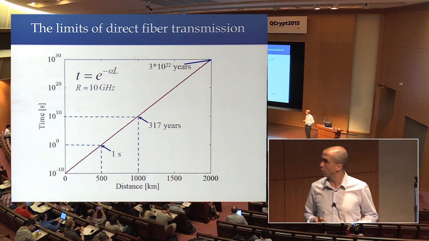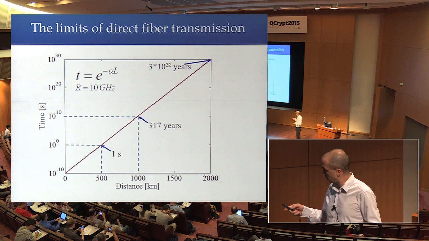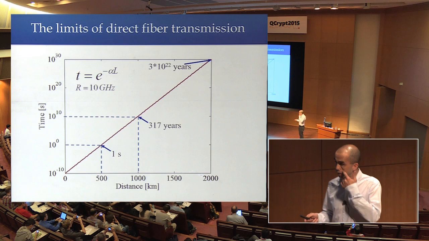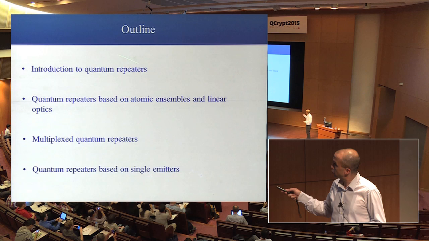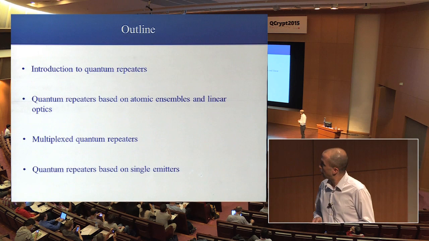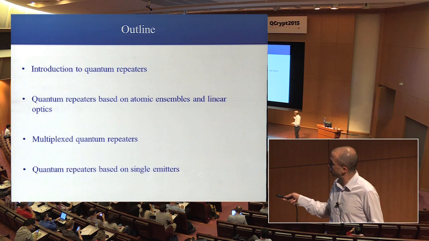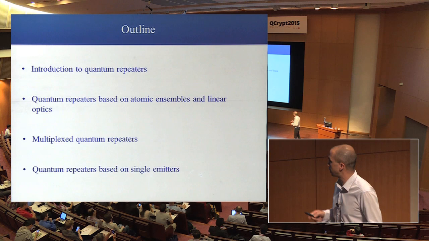So there are actually several ways that we can go around this. One is to just forget about fiber transmission and go to distribute quantum information in free space with satellites. I will not speak about this here. The other one is to use quantum repeaters. So this is basically the outline of my talk. I will have an introduction to quantum repeaters. And then I will focus basically on a type of quantum repeater which is based on atomic ensemble and linear optics. And I will spend some time also to explain how we can multiplex this kind of quantum repeaters. And then finally, I will also speak a little bit about how we can build quantum repeaters with single atoms, single emitters, and see what are the advantages of this.